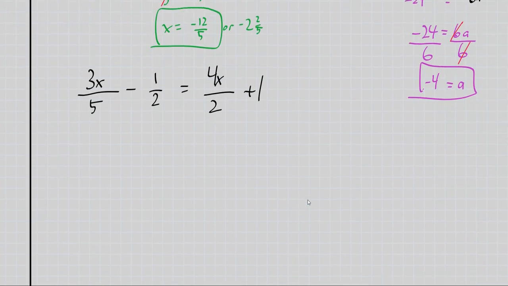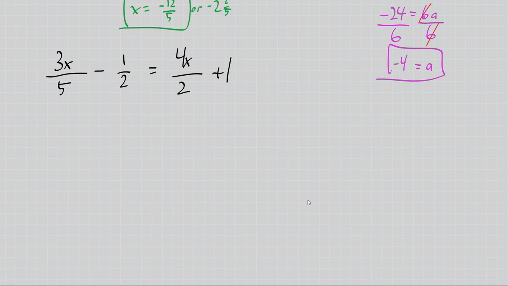I'll do one more before I go to bed. I'm going to go to bed soon. So here we got 3x over 5 minus a half is equal to 4x over 2 plus 1. I was lying. I'm never going to bed.